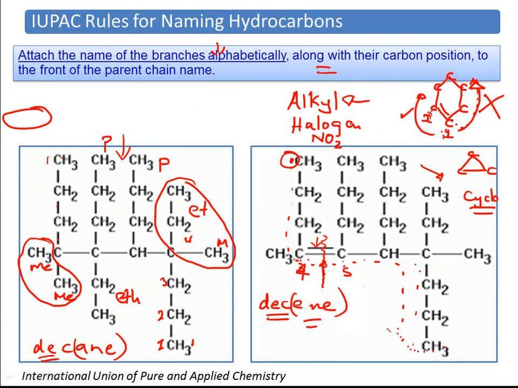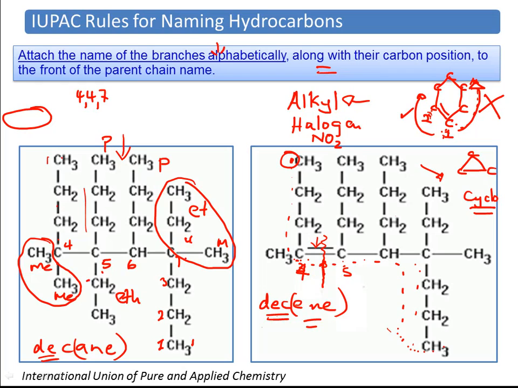Once we have done that, we need to put everything together now. We have to attach the name of the branches alphabetically along with the carbon position to the front of the parent name, right? So what we need to do, like what we did here earlier, to say this was 4, this was carbon number 5, this was carbon number 6, 7, right? These are our side chains. So we ended up with 4, 4, 7. This is what they mean for methyl, and then we ended up with 7, 5 for ethyl, and on and on.